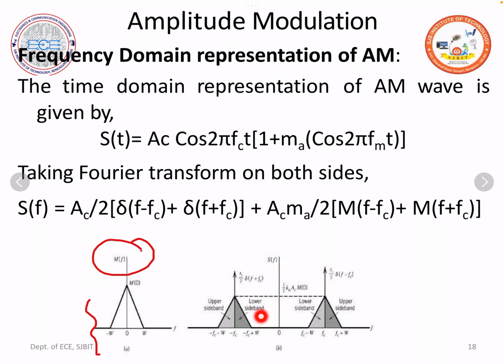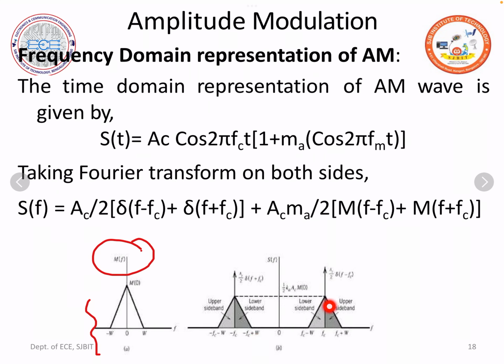So that we can represent in the spectrum form as this. So you have two components, one is at minus fc, another one is at plus fc. At minus fc you have one delta function, which is having the amplitude AC by 2, and at minus fc you have a message signal that is having both lower sideband and the upper sideband. Since the shape of the message signal is like this, here also like this. So the width is from minus fc plus W to minus fc minus W.